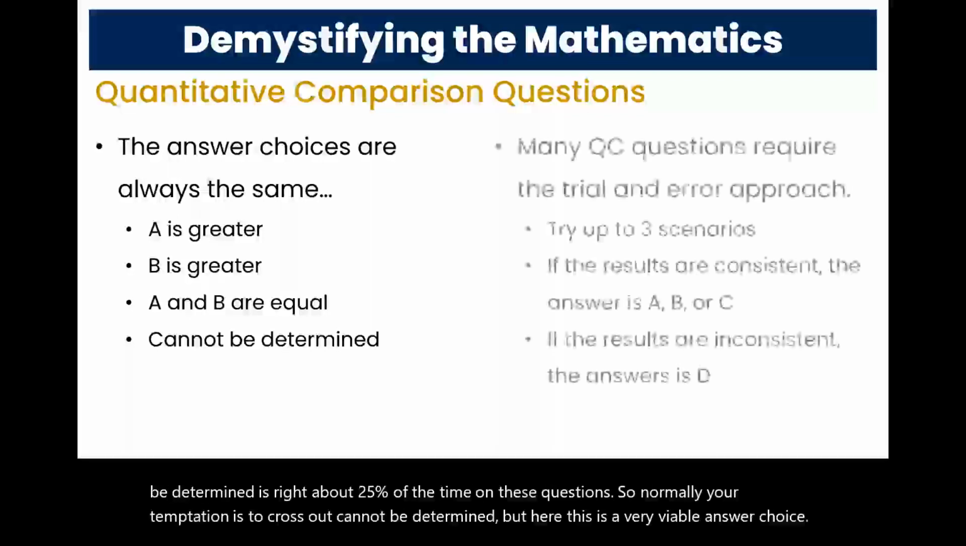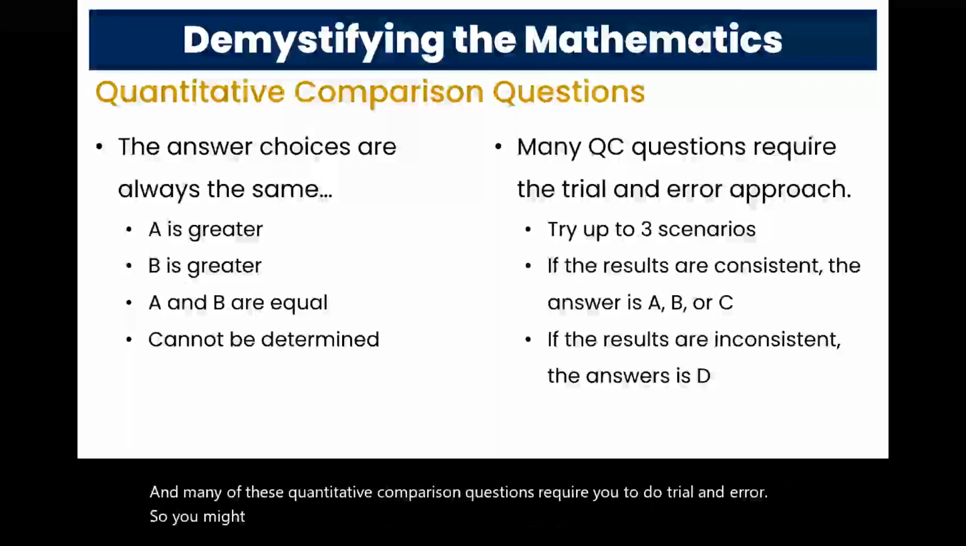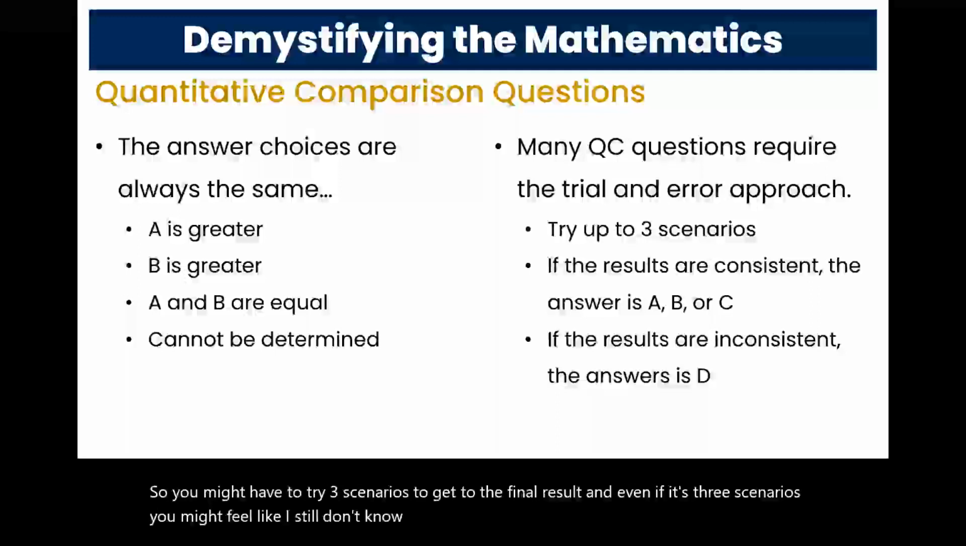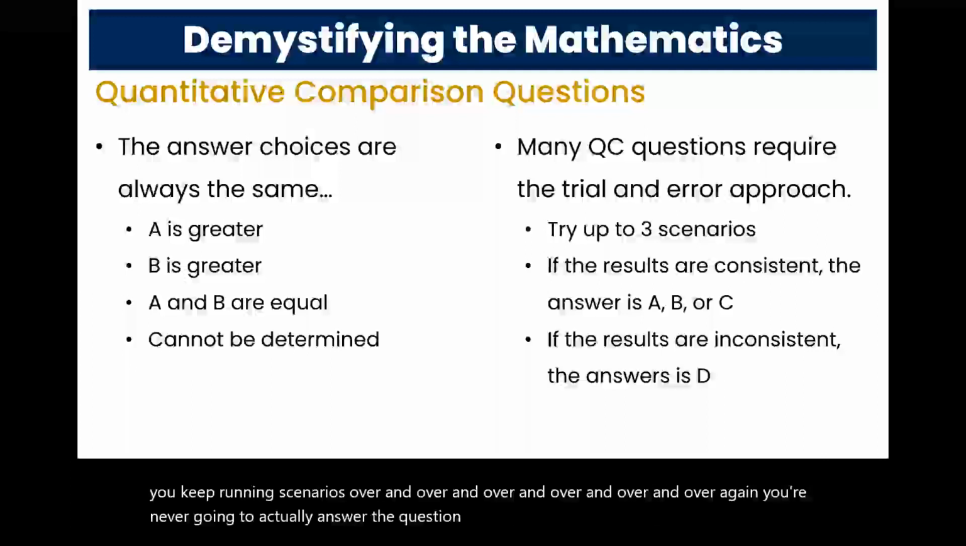And many of these quantitative comparison questions require you to do trial and error. So you might have to try 3 scenarios to get to the final result. And even if it's 3 scenarios, you might feel like, I still don't know for sure, but you got to cut yourself off at a certain point. If you keep running scenarios over and over again, you're never going to actually answer the question, which you eventually need to do.